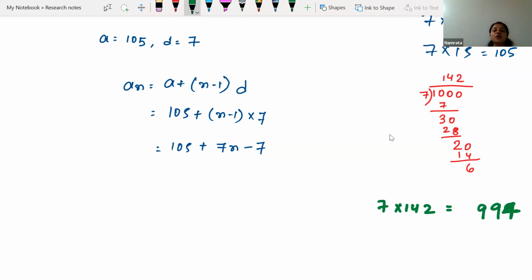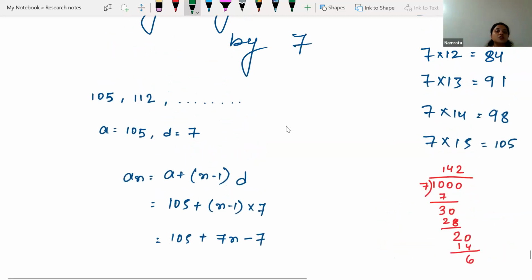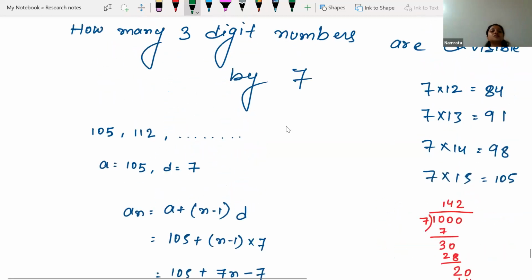So 7 into 142 means 994. That means this is the last three-digit number which is completely divisible by 7. So in this sequence, apart from getting A and D, we have also got the last three-digit number which is divisible by 7, that is 994. Everyone agreeing with me? Are you getting it?